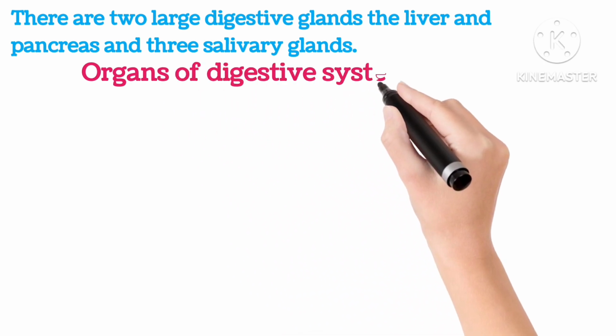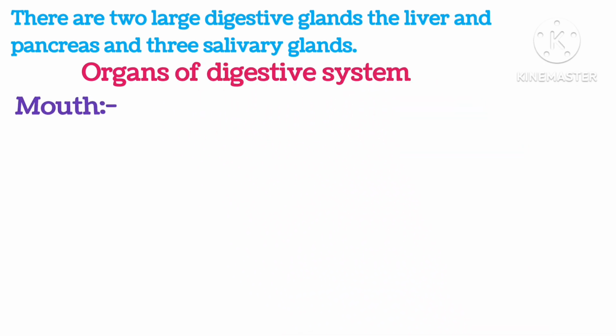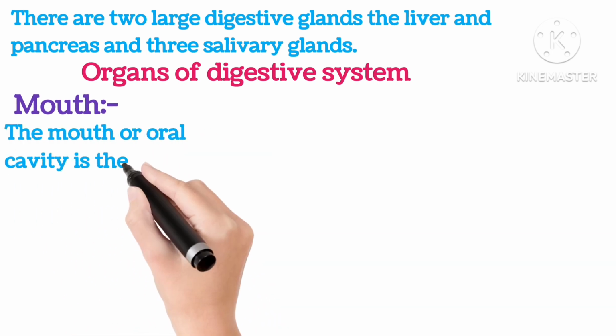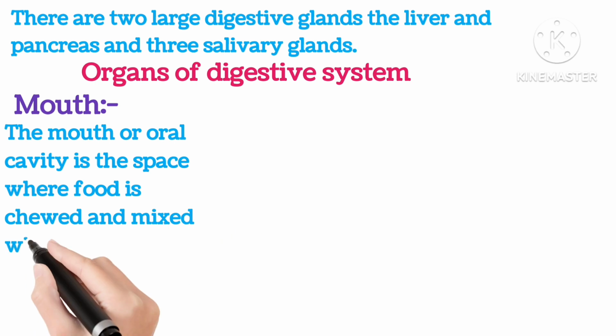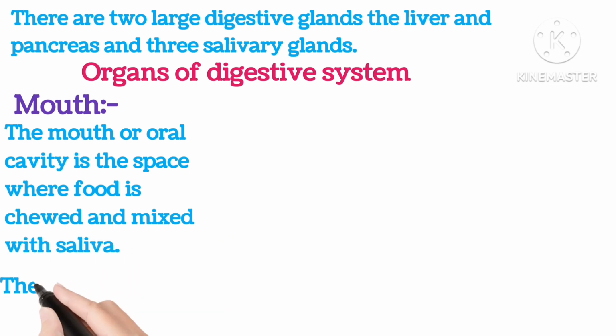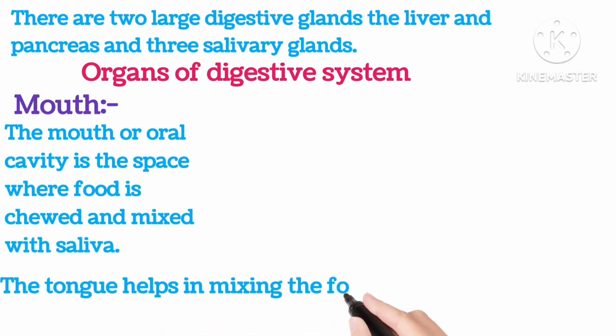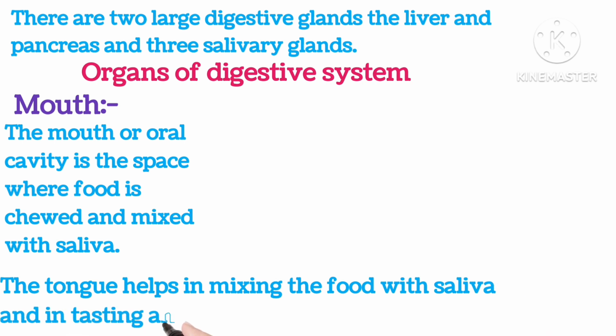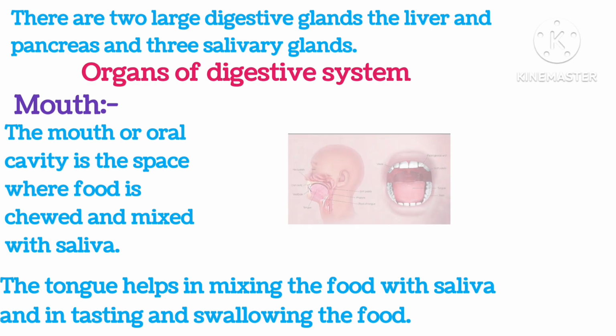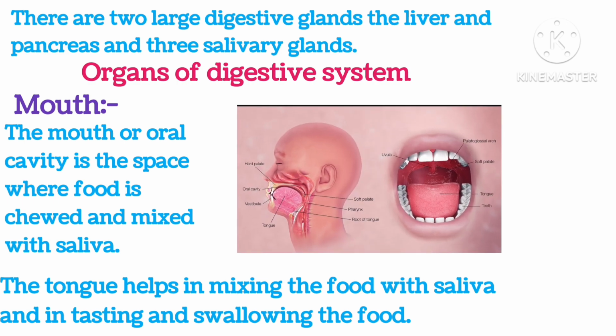Organs of digestive system. Mouth. The mouth or the oral cavity is the space where food is chewed and mixed with saliva. The tongue helps in mixing the food with saliva and in tasting and swallowing the food. You can see the picture of mouth or the oral cavity.